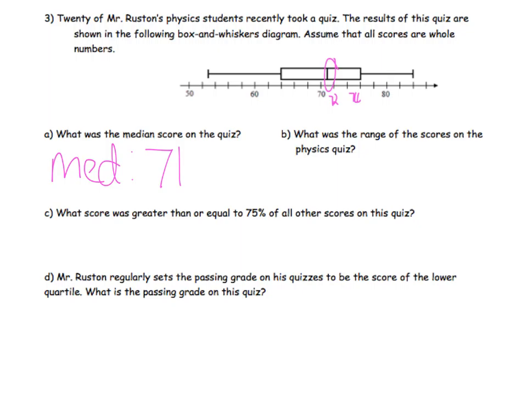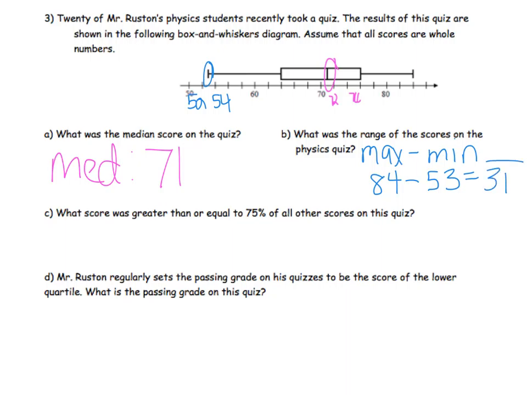Part B asks us what was the range of the scores on the physics quiz. See if you can answer that question. Remember, to find our range, we take our max, or our highest, and subtract the minimum, which is our lowest. In this case, our highest is 84, and our lowest is over here in between 52 and 54, so that would be 53. So when I do 84 minus 53, I get 31 for my range.